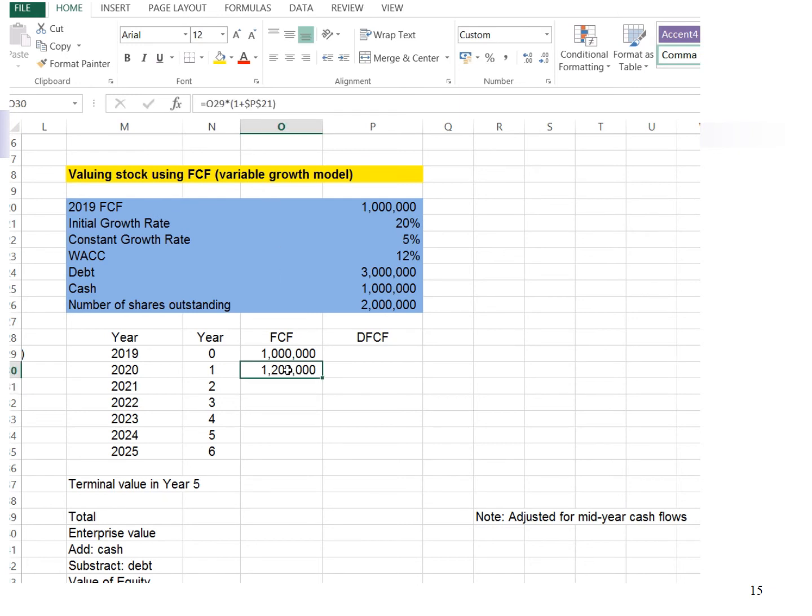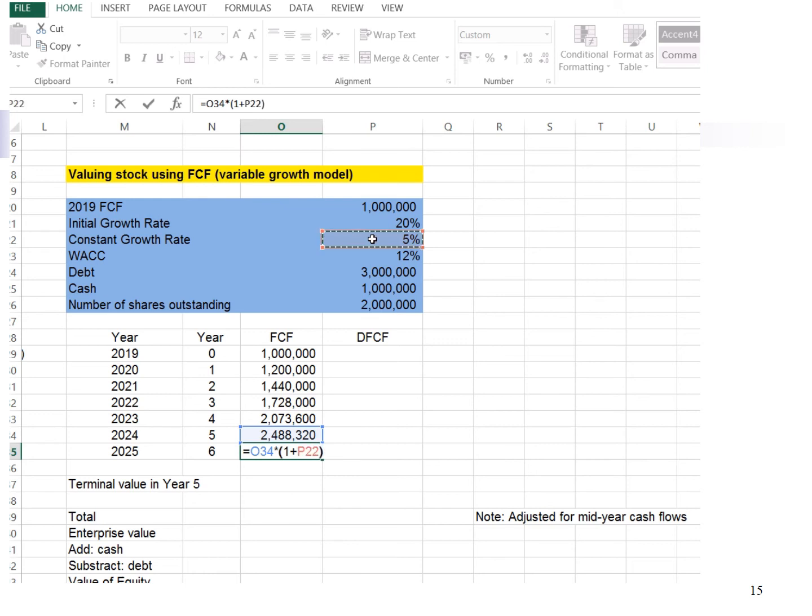The free cash flow for year 1 will be last year's free cash flow grown at 20%. As we know, the cash flow will grow at 20% for the first 5 years. Therefore, I'm going to drag my answer all the way down until here. But for year 6, the cash flow will be stabilized at a 5% growth rate. Therefore, this free cash flow will be equal to the free cash flow of the previous year multiplied with 1 plus constant growth rate of 5%. Close bracket. And here is the answer.